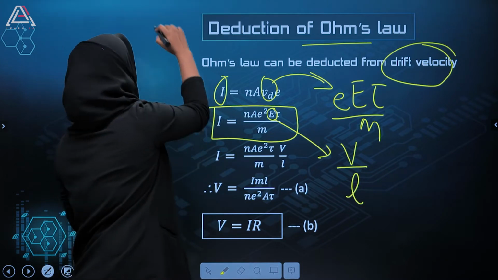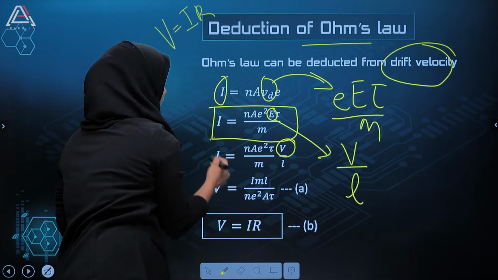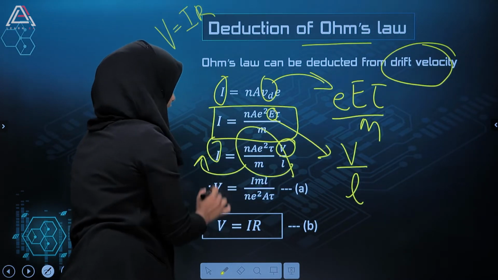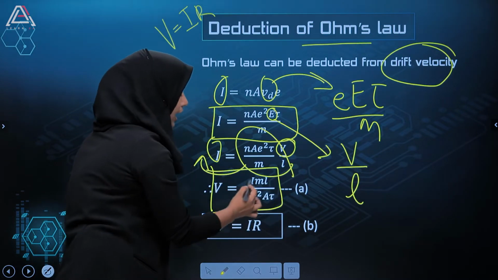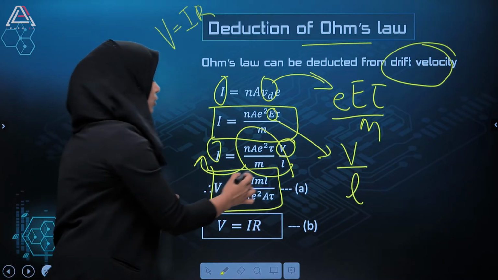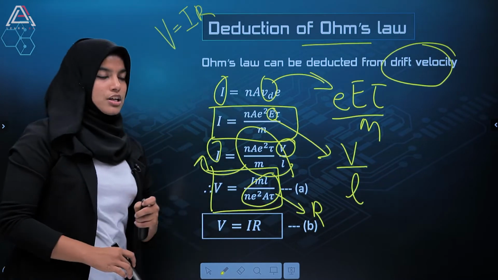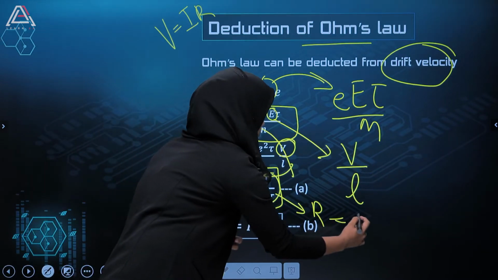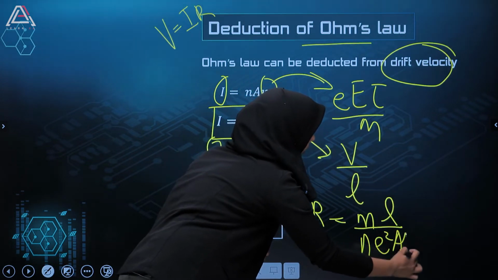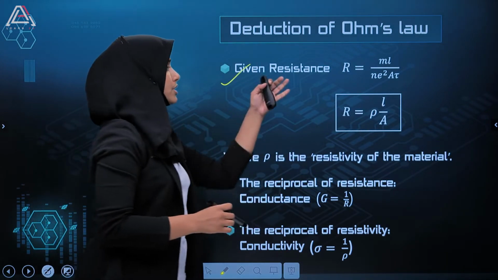Now our equation is V equal to IR. So V is here, I is here. I am taking all the remaining terms across, and I get V equal to I times mL by ne squared Aτ. Now the term other than I is the resistance. So we get the value of resistance to be mL by ne squared Aτ. That is the equation of resistance.